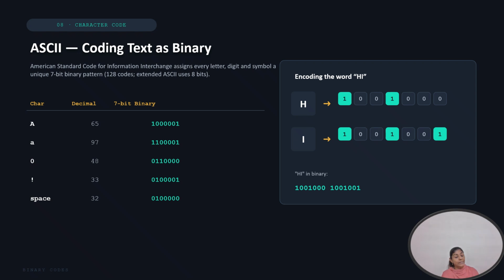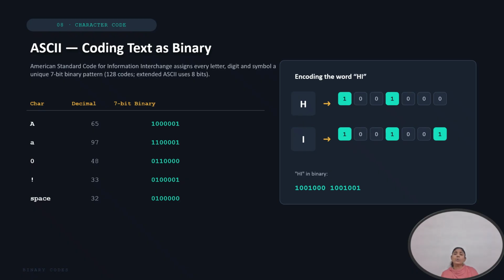Next I have written a small case, right? Lowercase, the decimal is 97. Next I have given the value 0. 0 means it is a numerical. Next, I have given you the special character, exclamatory. Next I have given the space. So each and every character is coded as a 7-bit binary. That is the ASCII representation, right?